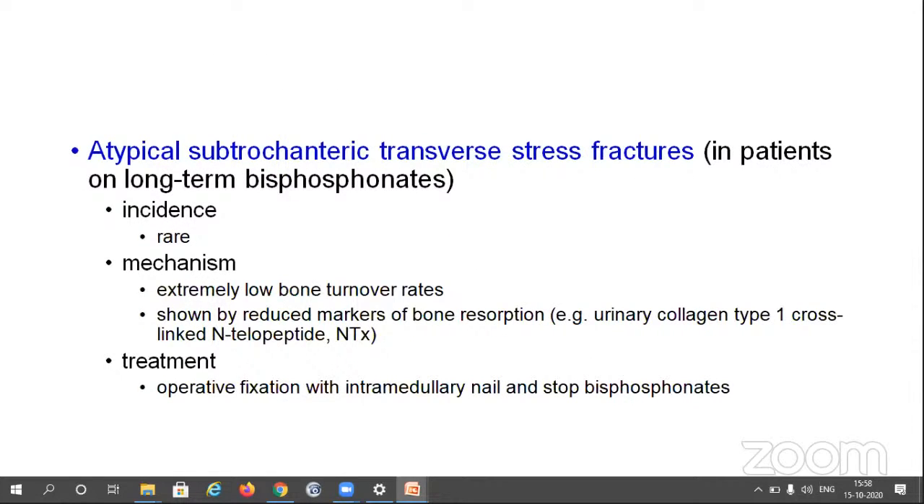Atypical subtrochanteric transverse stress fracture occurs in patients on long-term bisphosphonates. Its incidence is rare. It's due to extremely low bone turnover, shown by reduced markers of bone resorption, for example urinary collagen type 1 cross-linked N-telopeptide. Its treatment is operative fixation with an intramedullary nail, and the bisphosphonate should be stopped.